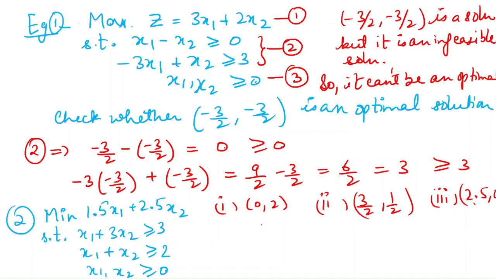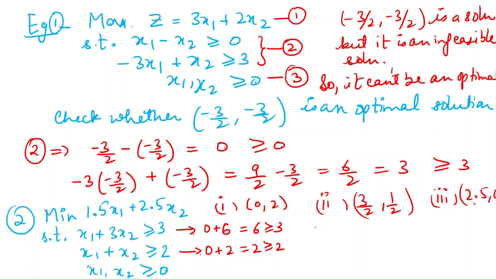So (0, 2), as we could see here, satisfies the constraints. In the first one, if I put 0 plus 6, it comes out to be 6, which is greater than or equal to 3. In this one, it is 0 plus 2, which is equal to 2, greater than or equal to 2. So it is satisfying the constraints.